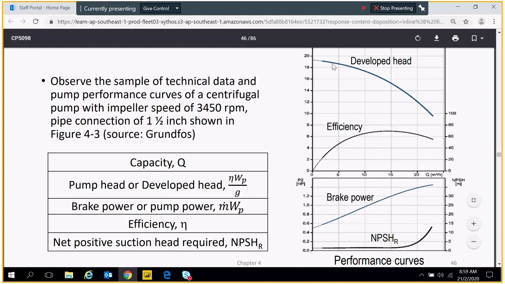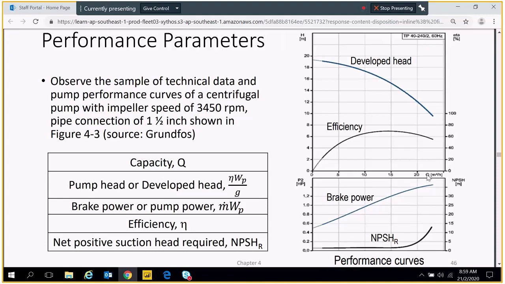Now, if you look at this one, developed head decreases when flow rate increases. This one makes sense. It's a Venturi principle. Remember the kinetic energy and the flow energy. Kinetic energy is a half V square. The flow energy is the pressure over rho. Rho is the density of the liquid. And you just ignore the potential energy due to gravity.